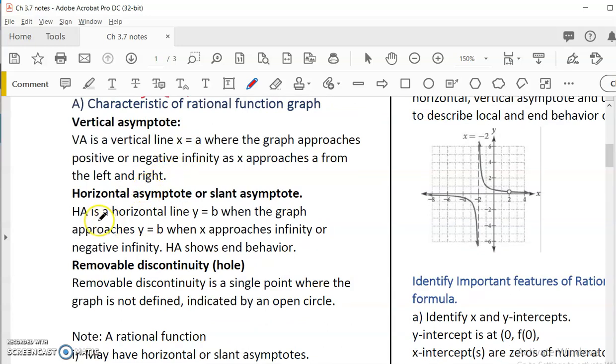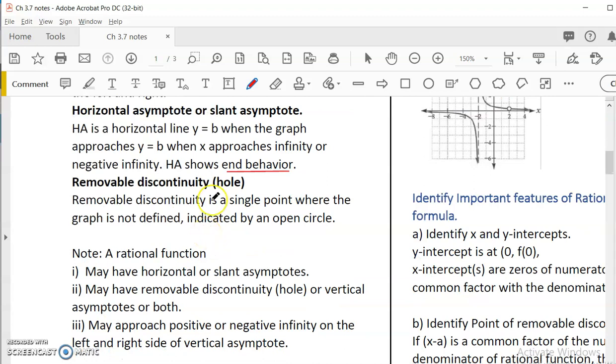Sometimes it exists. The second one is called horizontal asymptote or slant asymptote. Some have a horizontal asymptote, some have a slant asymptote. A horizontal asymptote is a horizontal line where the graph flattens or stabilizes on it, y equal to b, when x approaches infinity or negative infinity. So this is actually primarily called the end behavior. We abbreviate it as HA.